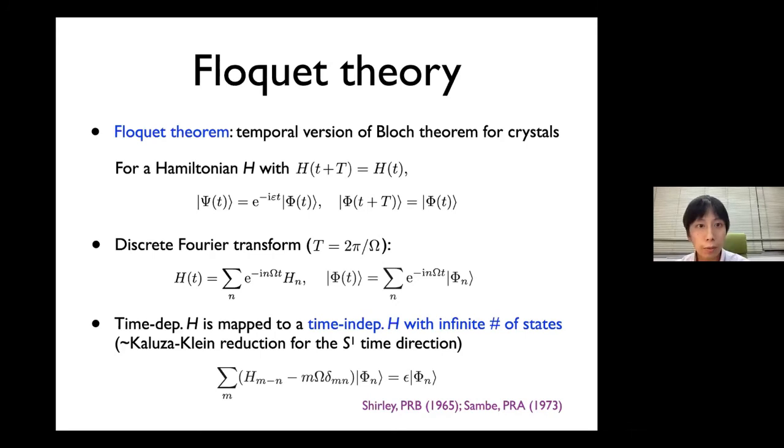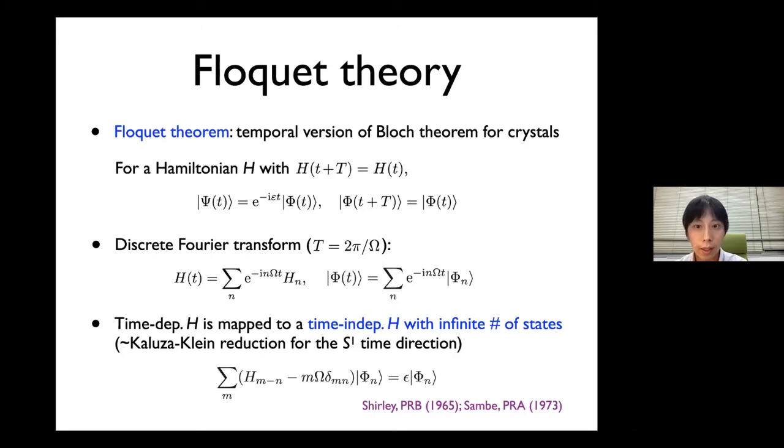Let us first start with the Floquet theorem, which is nothing but the temporal version of the Bloch theorem for crystals. The Bloch theorem states that the solution to the Schrödinger equation in a periodic potential takes the form of the periodic function multiplied by the plane wave solution. Similarly, Floquet theorem states that the quantum states of the time periodic Hamiltonian satisfying this relation takes the form of the temporally periodic function multiplied by some phase factor as a function of the time t.